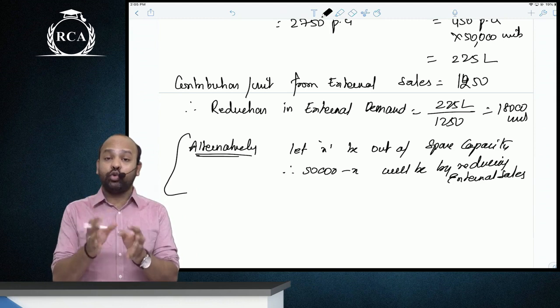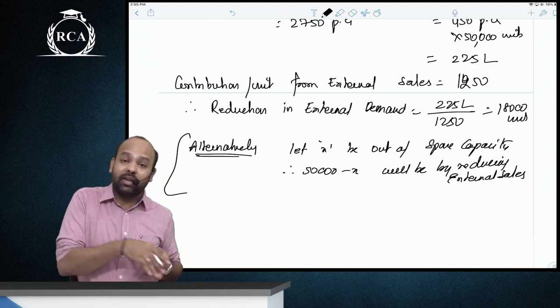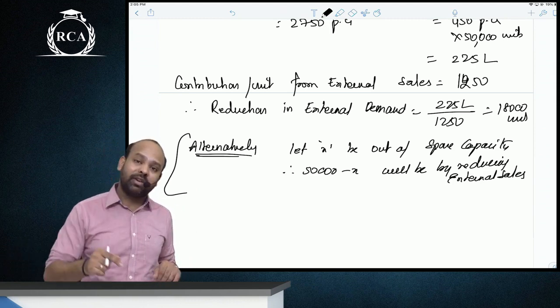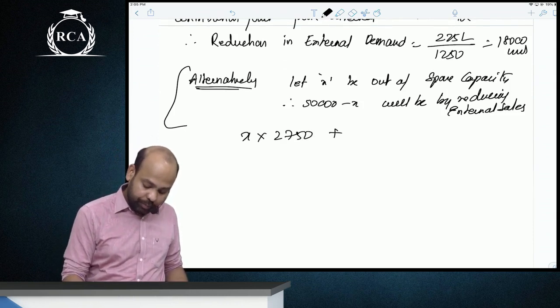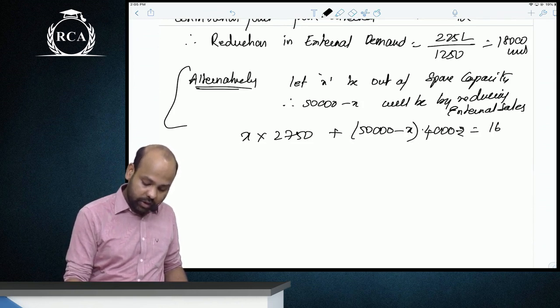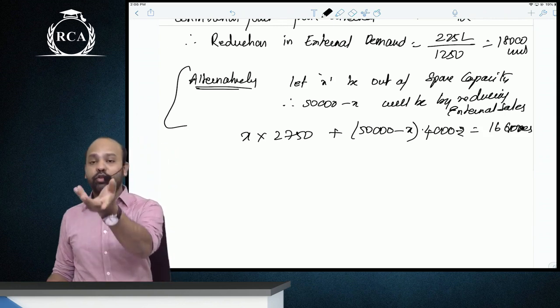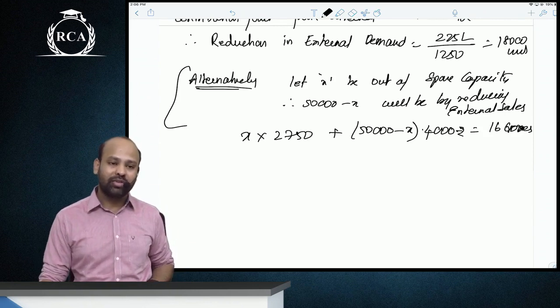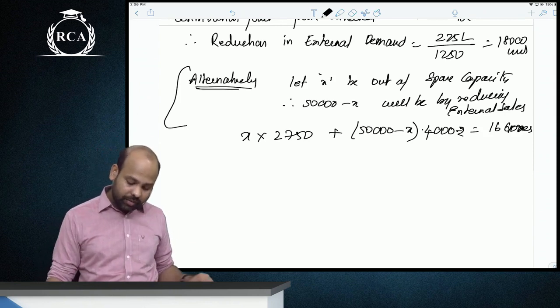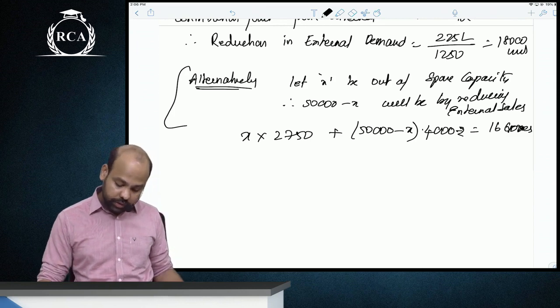Let X units be out of spare capacity. So the remaining 50,000 minus X will be by reducing external sales, at the higher transfer price. Now X into 2750 plus 50,000 minus X into 4,000 rupees should give us 16 crores. Few units will be transferred at 2750, and few units will be transferred at 4,000 rupees. Yes or no? All of this would give me 1250X is equal to 4 crores.